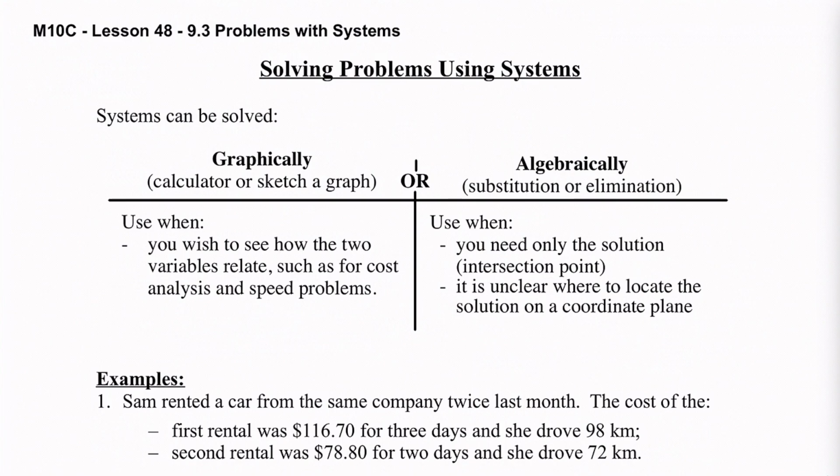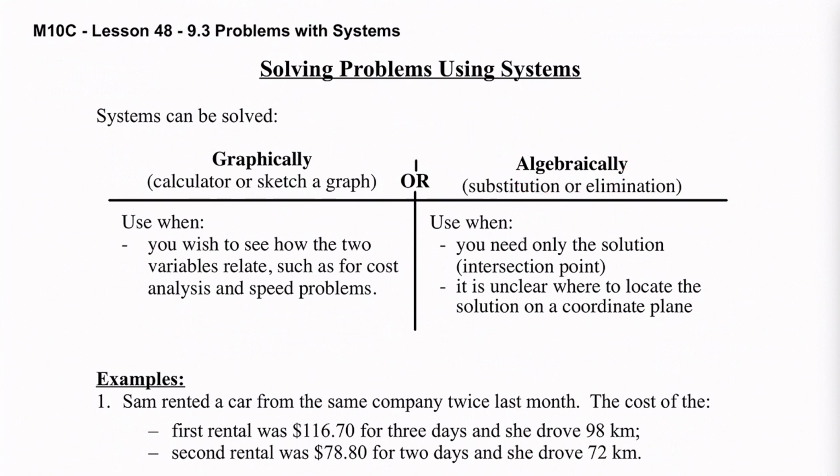The other way that we can solve these is algebraically, and our two methods were substitution or elimination. You're going to use this when you only need the solution, so just the answer at the intersection point, or it is unclear where to locate the solution on a coordinate plane. If you don't know where it's going to be on the graph, it might be better to just do it algebraically.